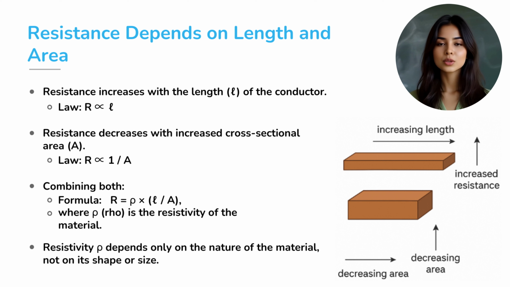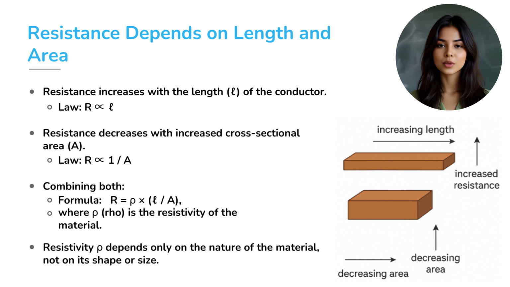First, if you increase the length of a conductor, electrons face more collisions while moving, so resistance increases. We say resistance is directly proportional to length. Second, if you increase the thickness or cross-sectional area of a conductor, electrons get more space to move, so resistance decreases. We say resistance is inversely proportional to area.